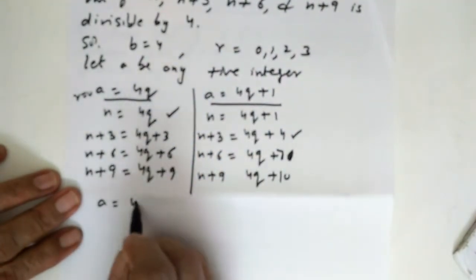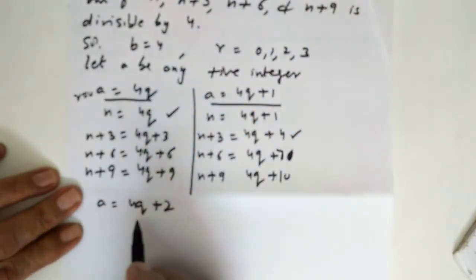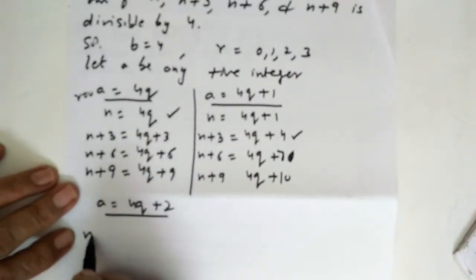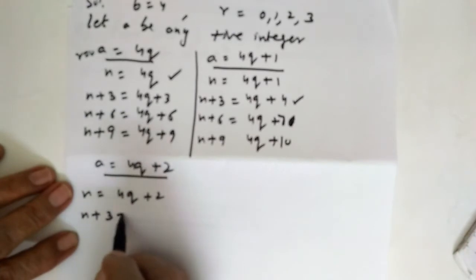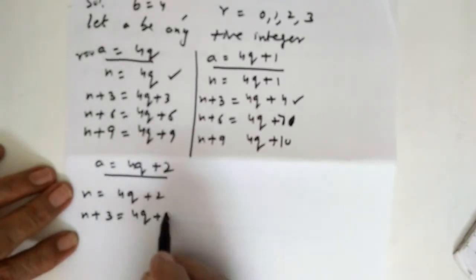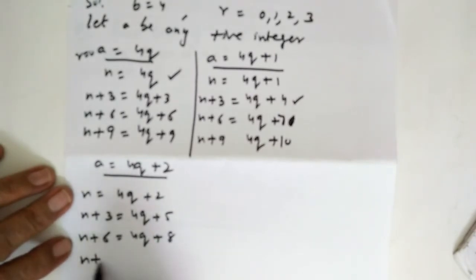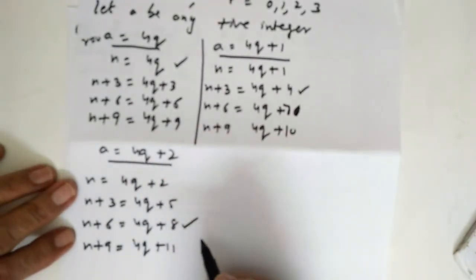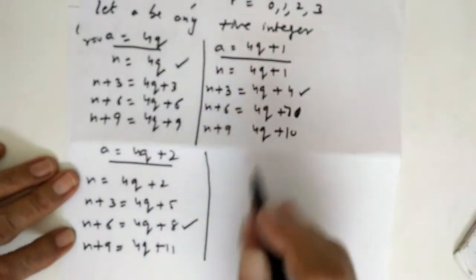Now n is equal to 4q plus 2. Remainder is 2 in this case. n plus 3 is equal to 4q plus 5. n plus 6 is equal to 4q plus 8. And n plus 9 is equal to 4q plus 11. In this case, यहाँ 4q plus 8 है, this is divisible by 4.